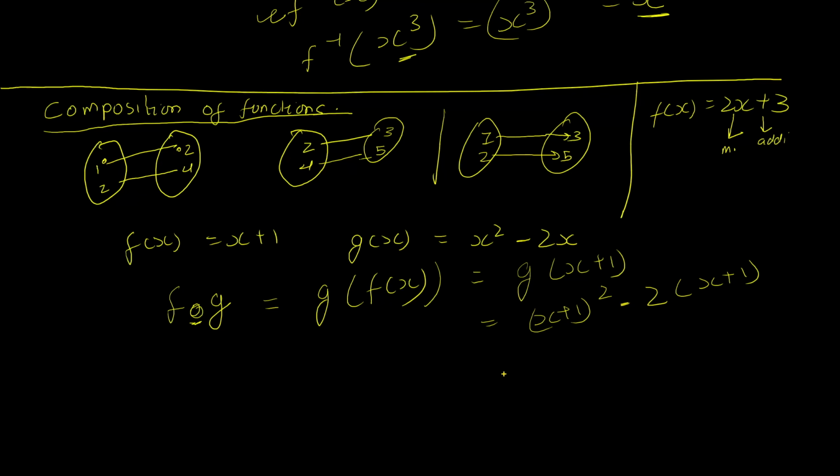So I think it's easier to take common here than expanding. x plus 1 take common. Here I get x plus 1 remaining. Here I have minus 2. So that's x plus 1 times x minus 1. That's x squared minus 1. All right. So this is how you can compute the composition of different functions.